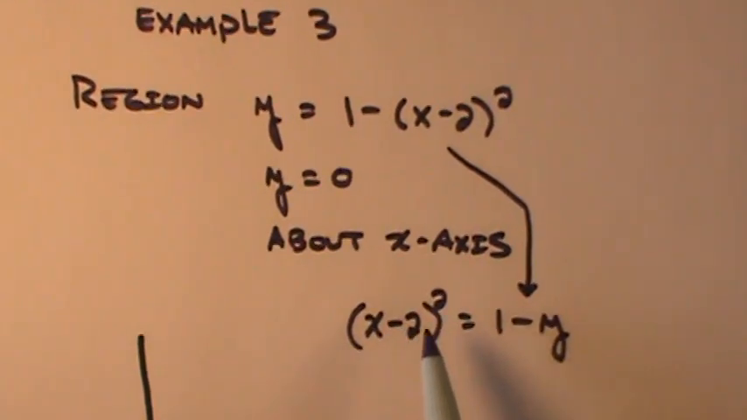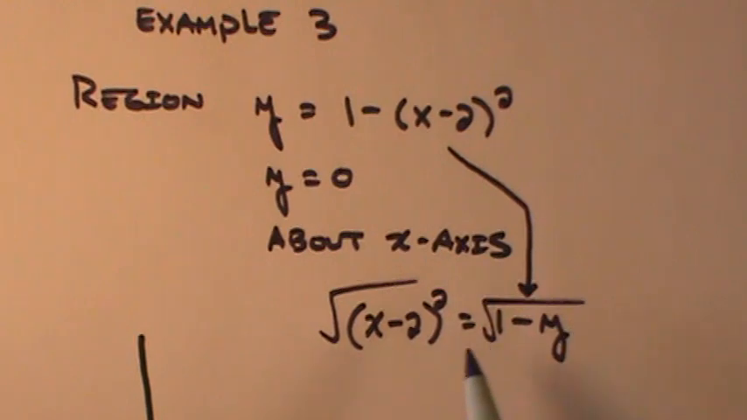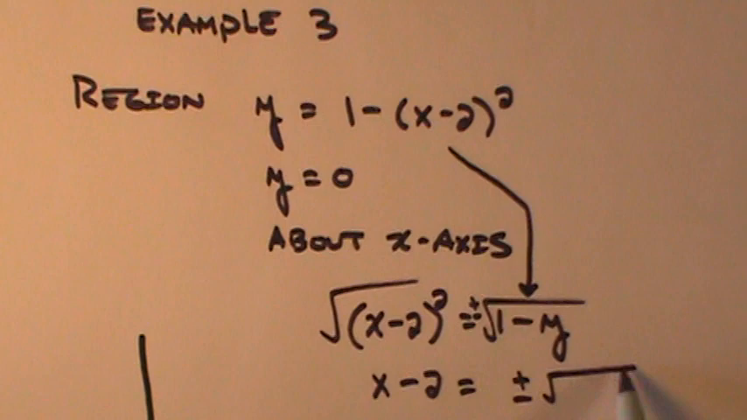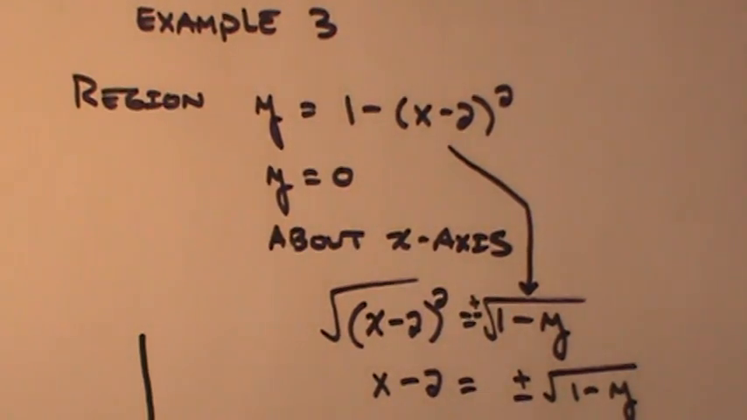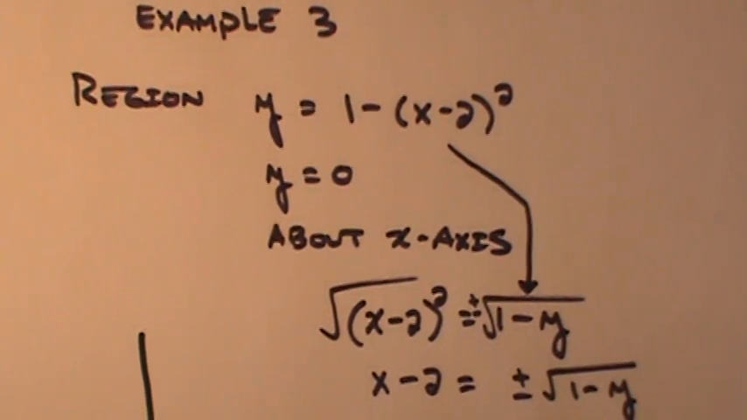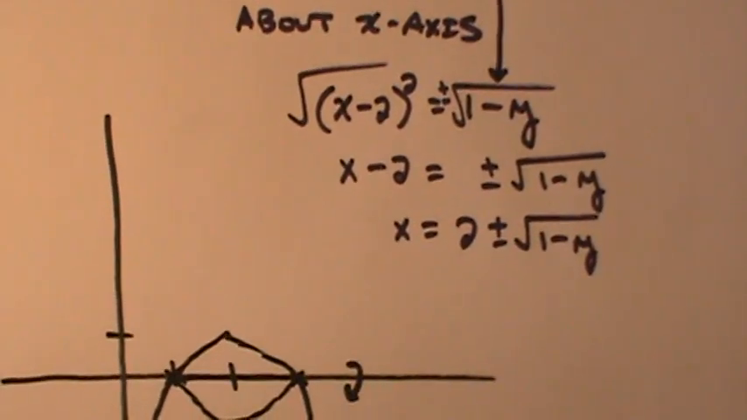I could root both sides. As I root both sides, remember that this has to be a plus or minus. And so then I get this x minus 2 equals plus or minus rad 1 minus y. Then I can move that 2 over, so 2 plus or minus rad 1 minus y. That's what I'm looking at for a function now.